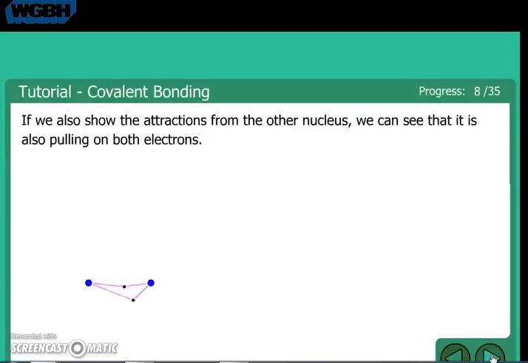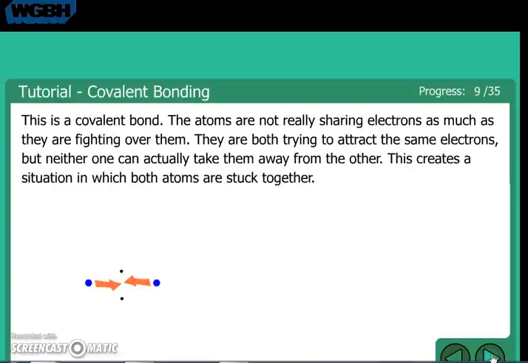If we also show the attractions from the other nucleus, we can see that it is also pulling on both electrons. This is a covalent bond. The atoms are not really sharing electrons as much as they are fighting over them. They are both trying to attract the same electrons, but neither one can actually take them away from the other. This creates a situation in which both atoms are stuck together. Now you can answer question number 4.